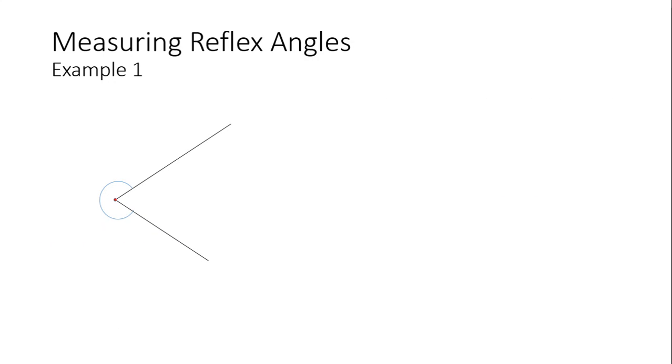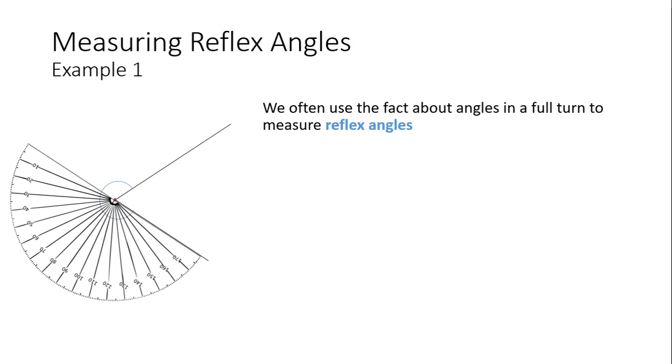Okay, so let's get started using this fact with this first example. And it's a very practical example because when you're asked to measure a reflex angle, as you see with my protractor, it only goes to 180, so it's difficult to measure angles that are bigger than 180. So we'll use the facts about angles in a full turn to measure this reflex angle.